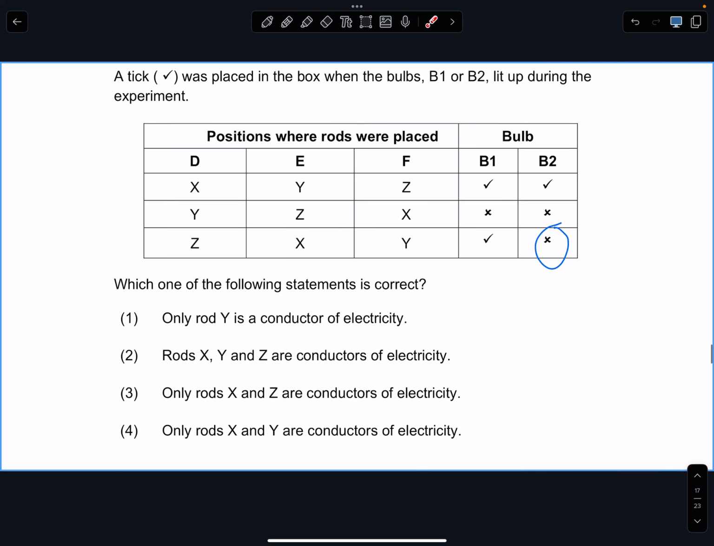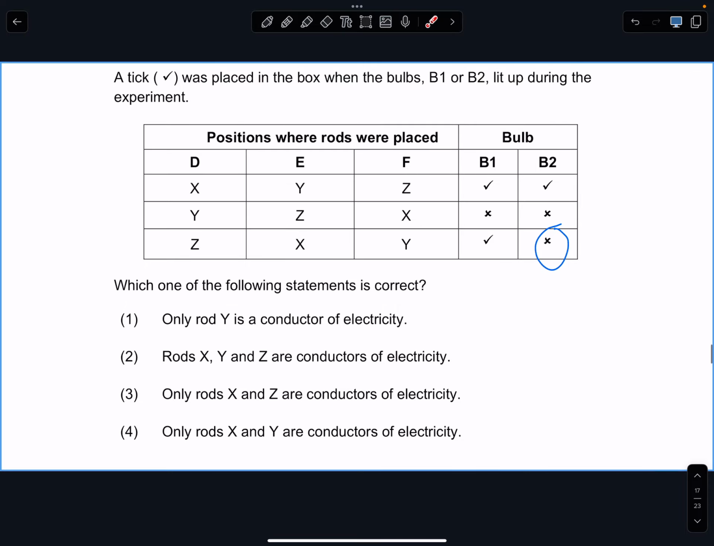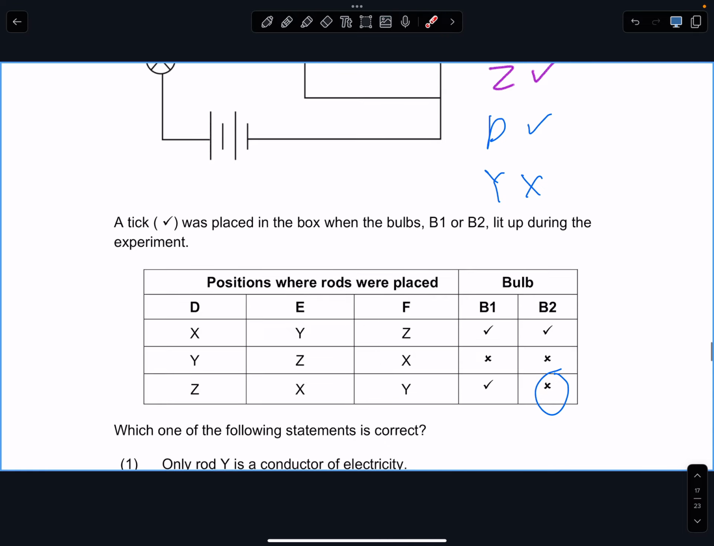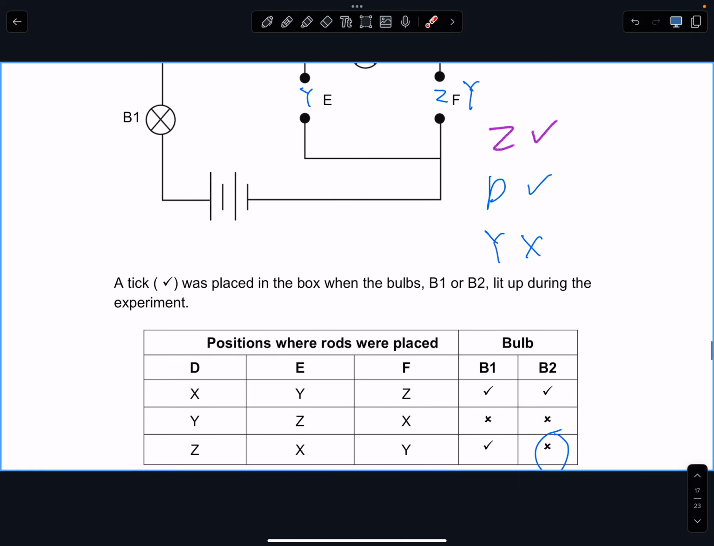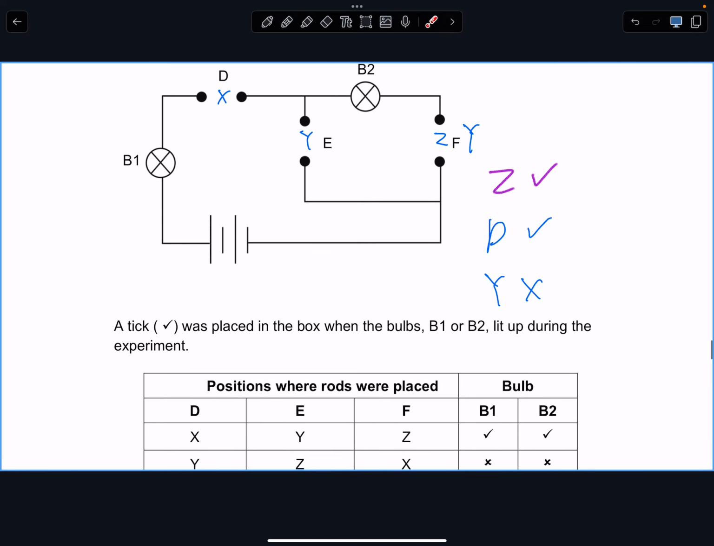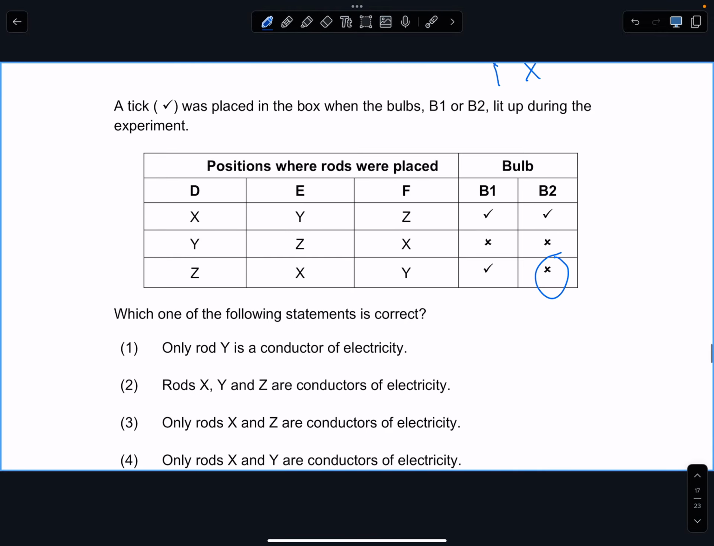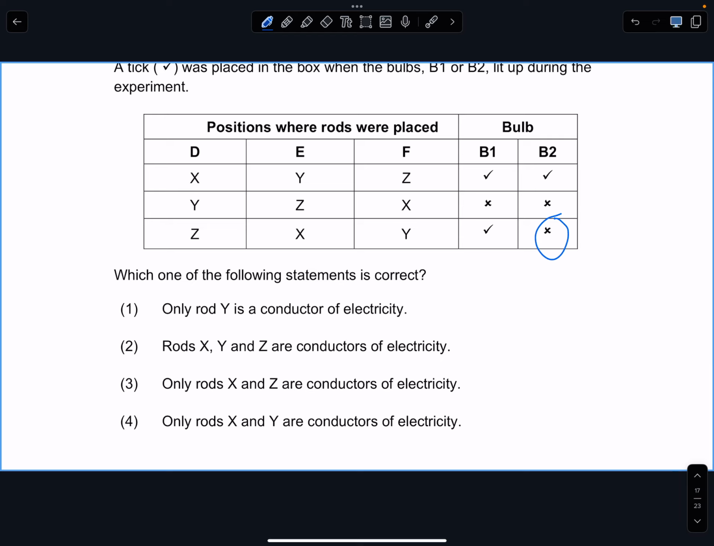So, the answer would be only Z and X, this conductor. Number three.